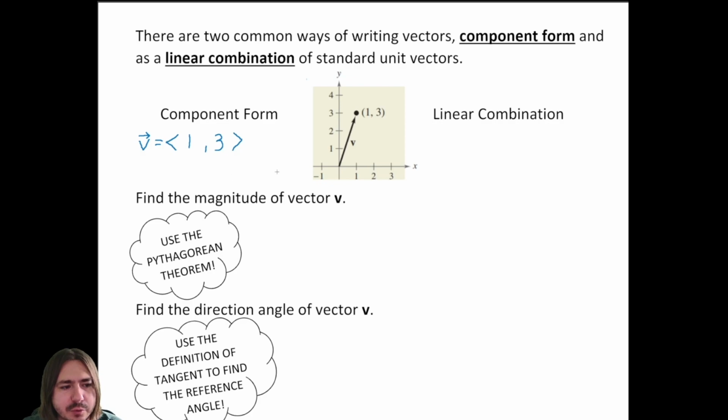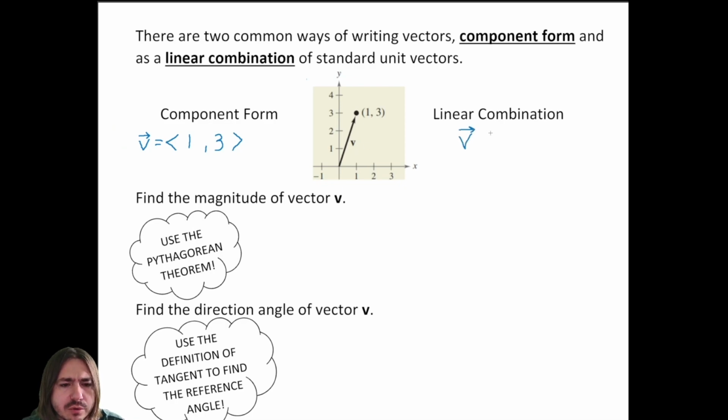Okay, so that's one way that we can write a vector. The other way is called linear combination form, and I'm going to go into a little bit more detail on the parts to this, like why we're writing it like this at all. Basically, we're going to have vector v, so I'm talking about the same vector here.